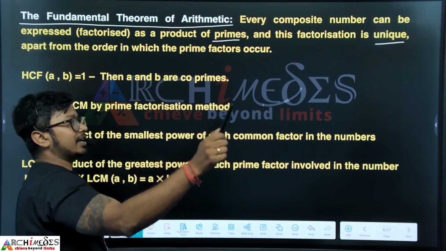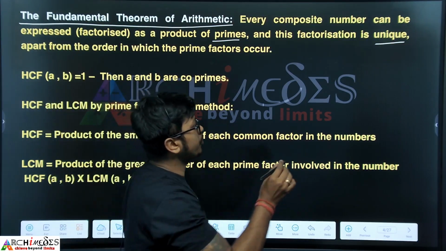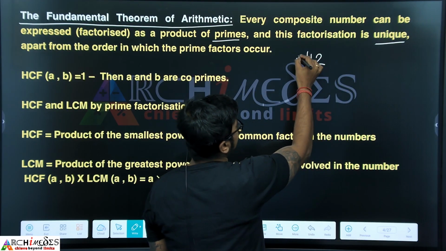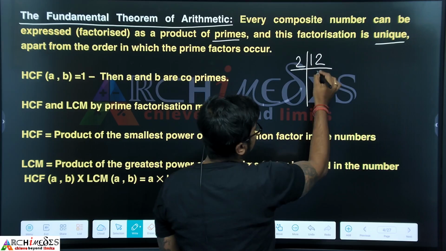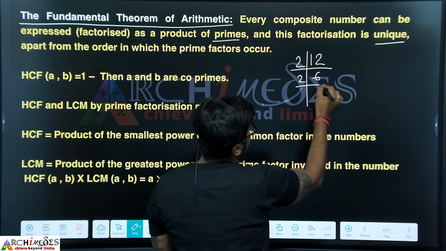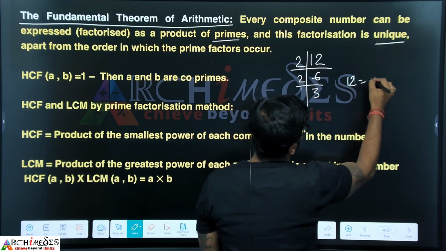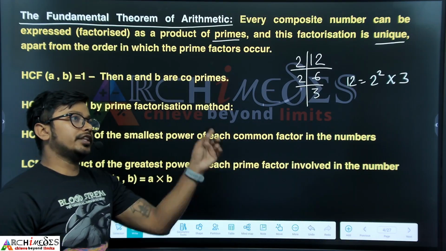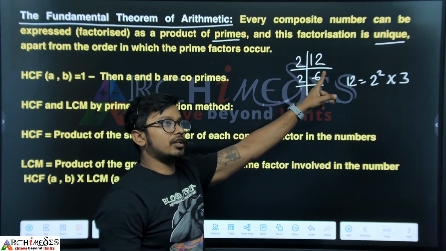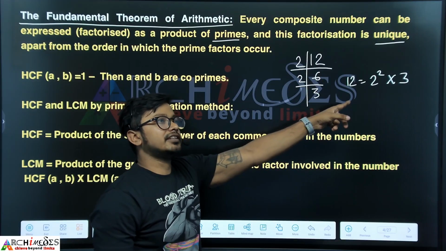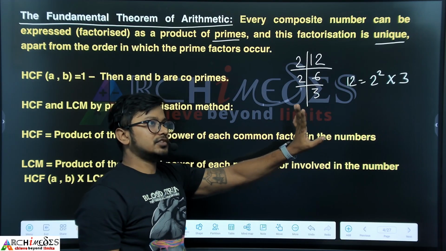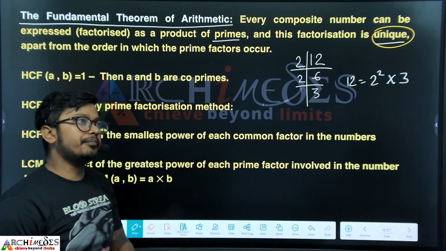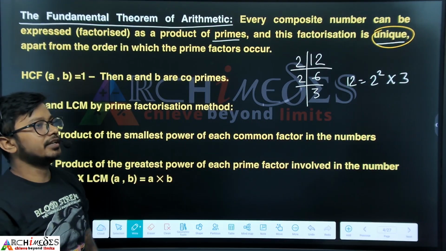Simple. Uniquely expressed. For example, the prime factorization: you have to do it with prime numbers only. So 2, then 6, then 2, 3. So 12 can be written as 2 squared into 3. Am I clear up to here? Whether you do the prime factorization of 12 or your friend does, you both get the same answer. So that is why it is written as unique. Every composite number can be uniquely expressed. Any doubt?